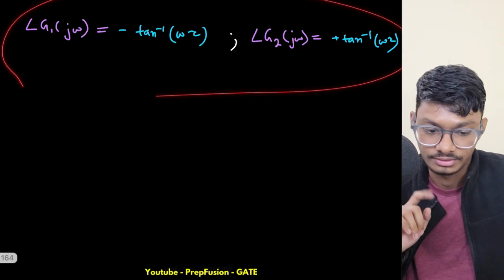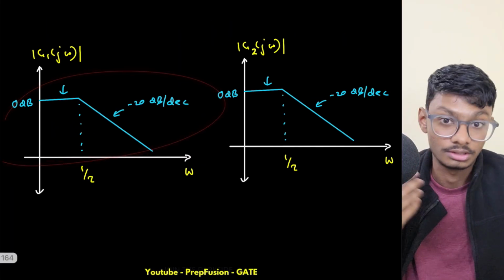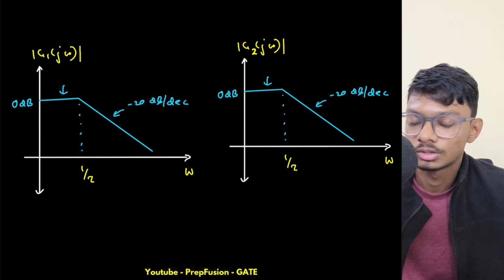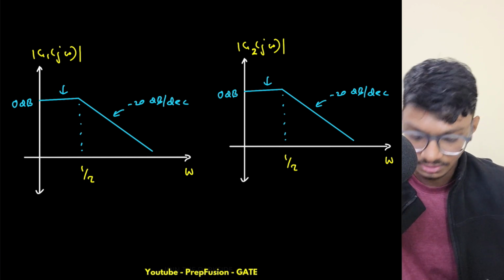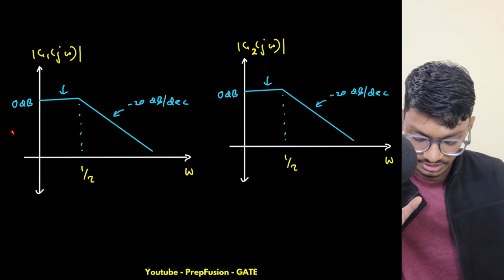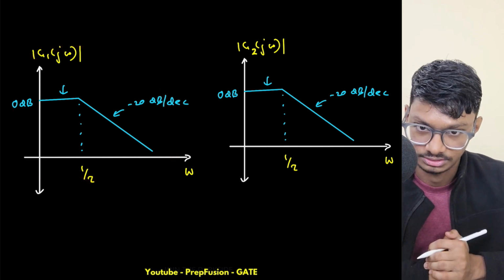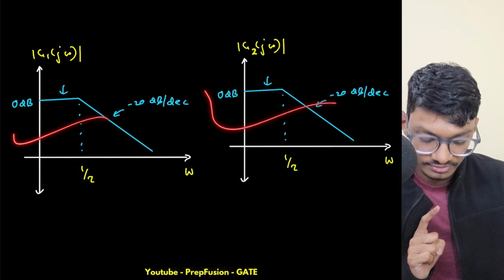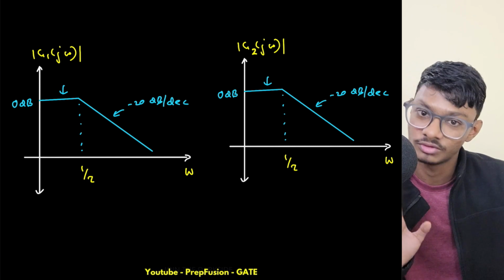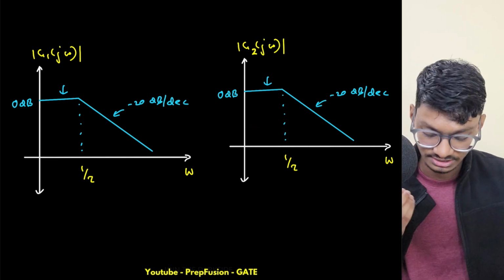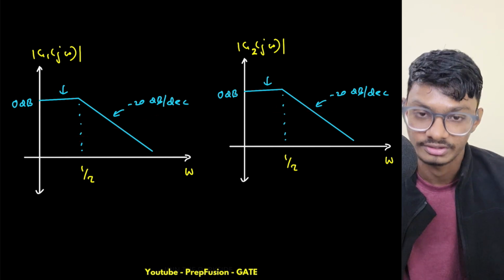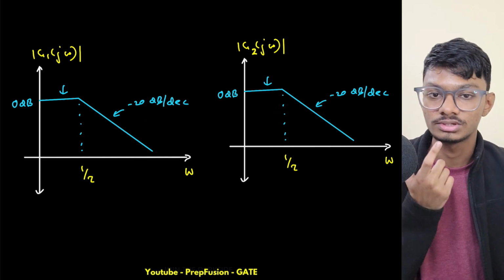So phase is just different. As I told in the starting of the previous lecture, what type of questions we solve is that we have to recover the transfer function by just seeing the Bode plot. Maximum questions come from this topic: you are given this magnitude Bode plot and you have to tell what transfer function this is. Now you have been given these two magnitude plots. Can you tell me which one is g1 of j omega and which one is g2 of j omega?